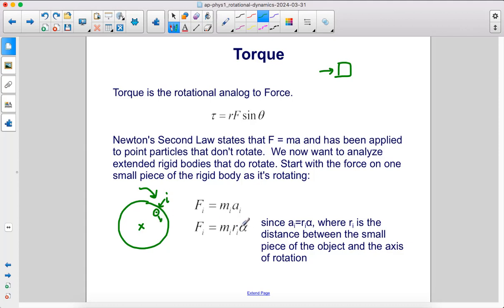And since it's rotating, we can use this conversion here: the linear acceleration of piece i is going to be r alpha, right? It's going to be the distance from the axis of rotation times alpha, the rotational acceleration, right? All of the pieces on this wheel have the same alpha. They don't all have the same linear acceleration, but they do have the same rotational acceleration. Let's continue on the next slide.